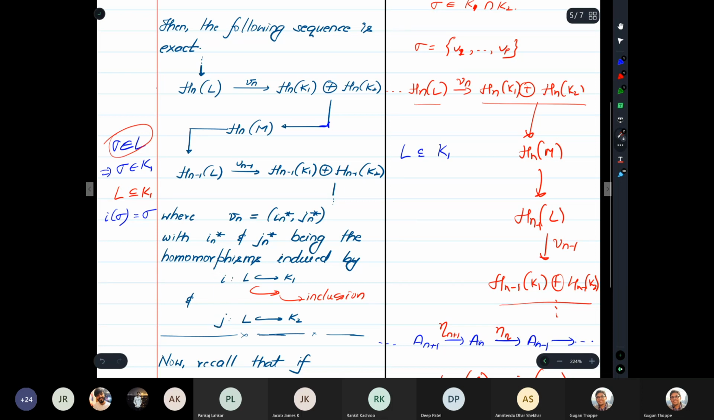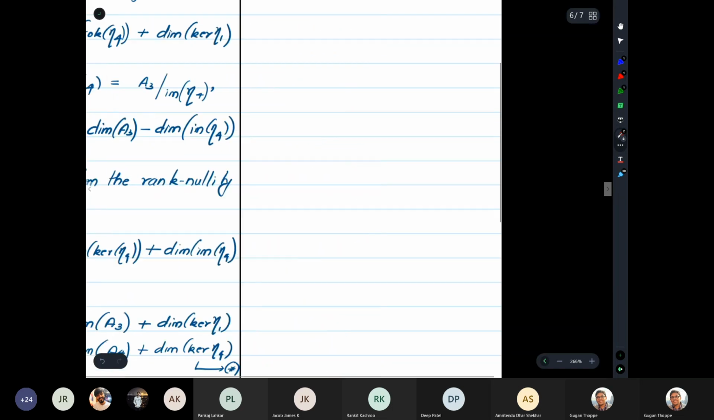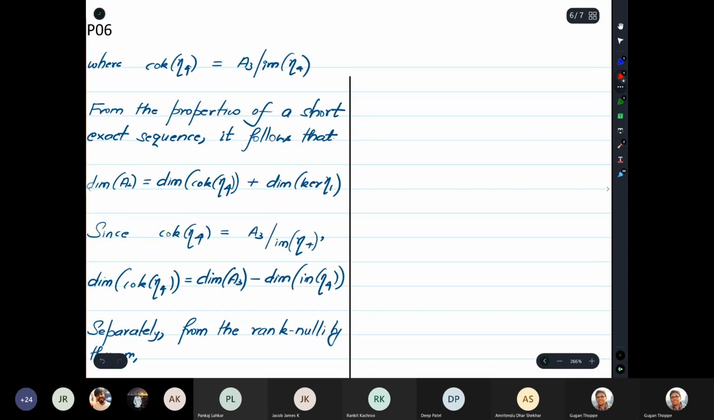Now, my claim is that I and J are actually, one can think of them as chain maps. So now let me prescribe what I mean by these chain maps. For a chain map, you need two chain complexes. So let me tell you what these chain complexes are. So I is a map that goes from L to K1. So I'll first write these things over here. Hn plus 1 of L, Hn of L.